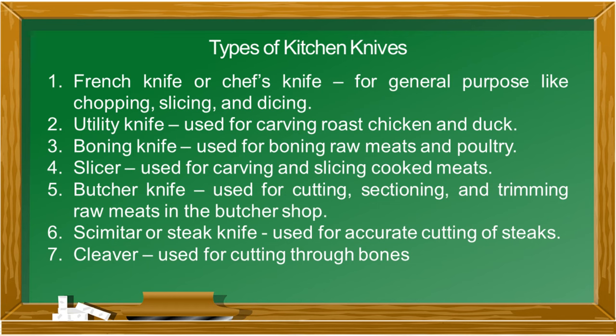Number 3. Boning knife, used for boning raw meats and poultry. Number 4. Slicer, used for carving and slicing cooked meats. Number 5. Butcher knife, used for cutting, sectioning, and trimming raw meats in the butcher shop. Number 6. Scimitar or steak knife, used for accurate cutting of steaks. Number 7. Cleaver, used for cutting through bones.